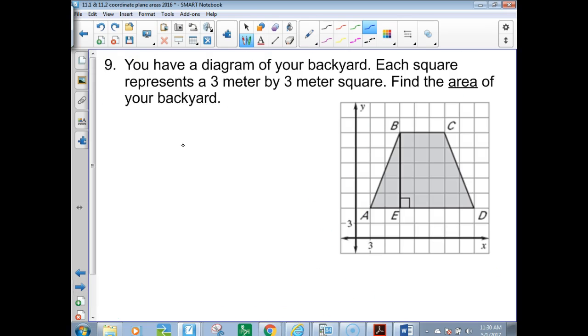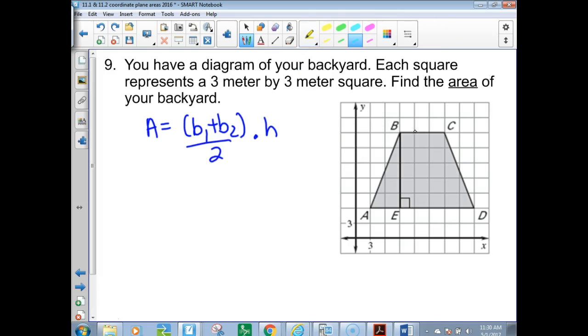All right, let's do a trapezoid, another one. This time though, it says each square represents 3 meters by 3 meters. So that means our dimensions need to be multiplied by 3. So it says to find the area of your backyard. So the area of this figure, which is a trapezoid, we know the formula. Base 1 plus base 2 divided by 2 times the height.